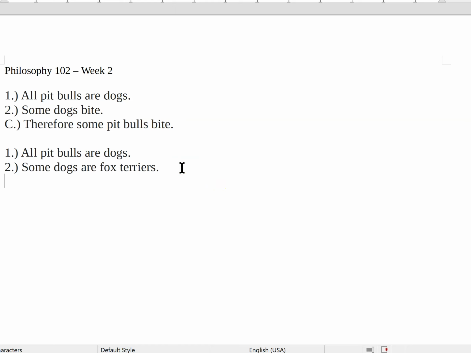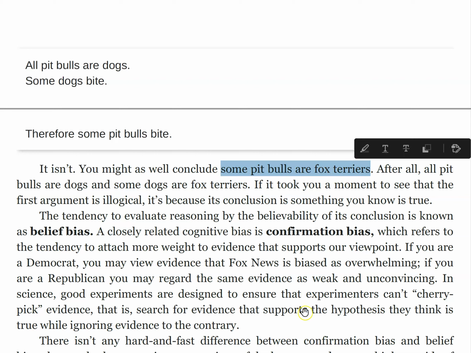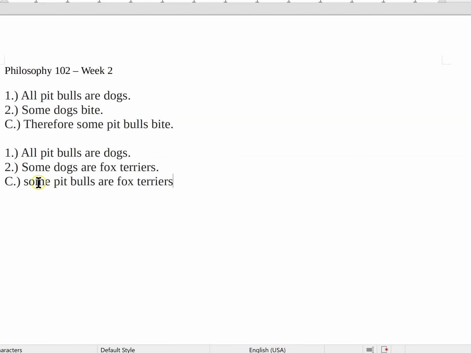And then we're going to take their conclusion. You might as well conclude some pit bulls are fox terriers. And we're going to compare these side by side. And we can even put therefore in there. So some pit bulls are fox terriers. We can see that structurally these are nearly identical, right? We have all pit bulls are dogs for both of them. Okay, true fact. Our second premise, some dogs are fox terriers.